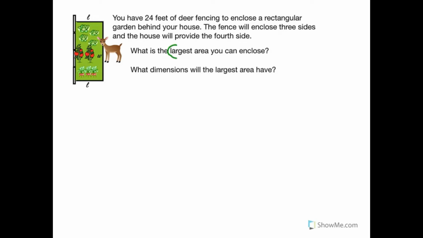When I'm looking for a largest, or a maximum, or a smallest or a minimum, I need to write the thing I'm finding, in this case area, as a function. Now I'm enclosing a rectangle, so I know the area equation is area equals length times width. And the constraint on this is that there's only 24 feet of fencing. So that 24 feet has to cover a length, a width, and another length. So 24 has to equal 2 lengths plus 1 width.